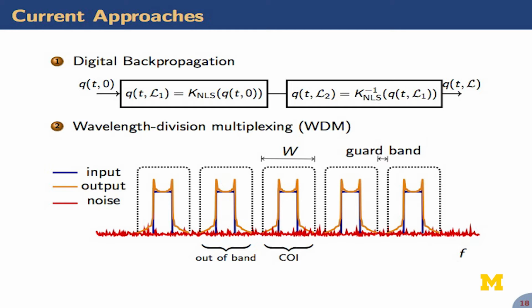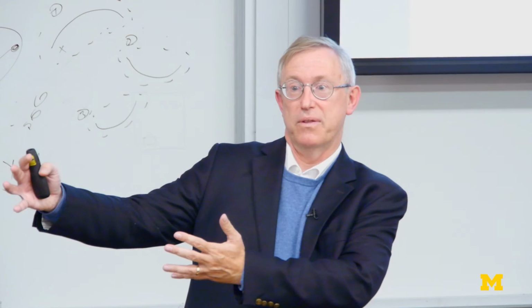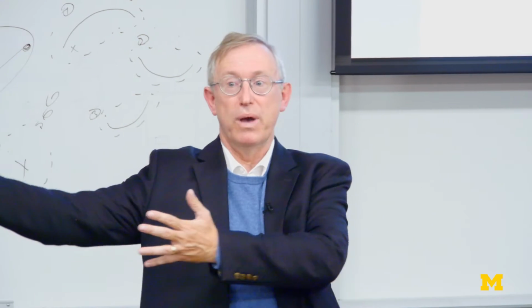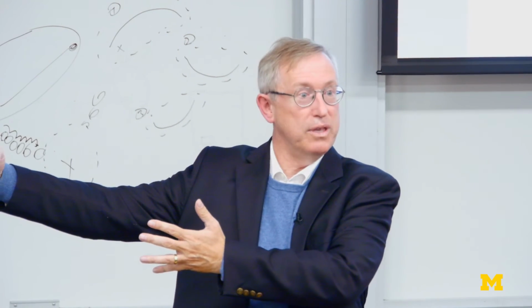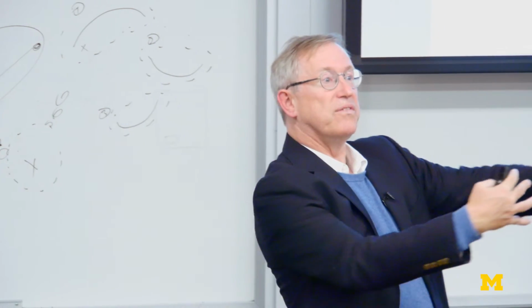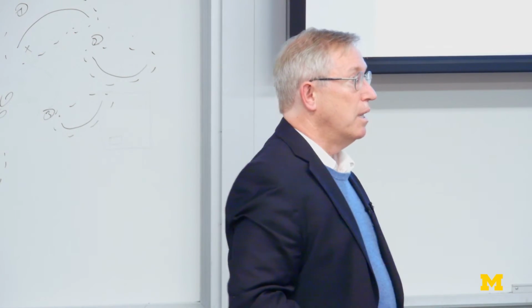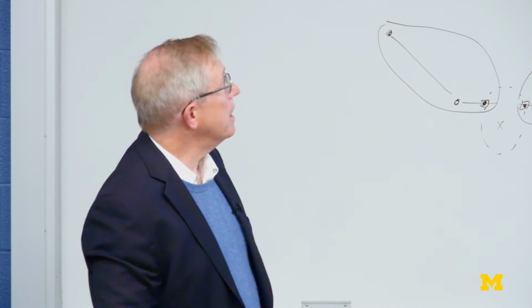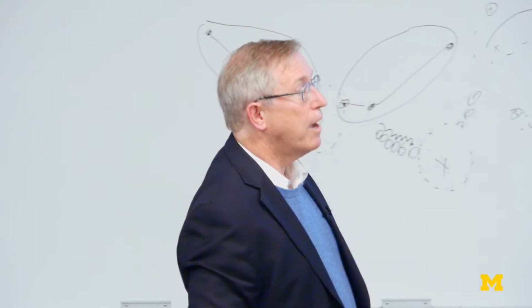In other words, implement this split-step Fourier method, but reverse the sense of space. Run the waveform from the receiver backwards through the fiber towards the transmitter, using the opposite sign in the z direction. Okay? And that's called digital backpropagation. So run the model backwards.